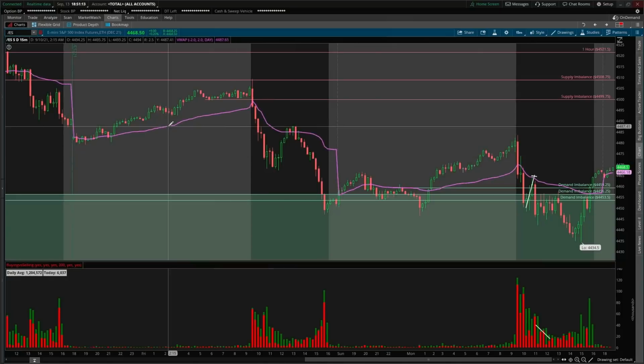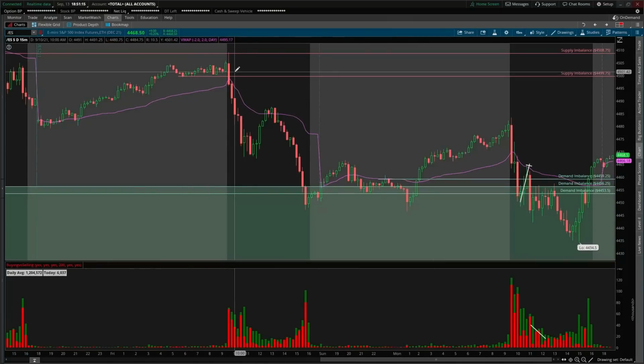But the same context: we're rejecting supply continuously since last week. Sellers are factored in. Don't get too bearish. Don't get too bullish. Stay on the sidelines if you can't read the context.